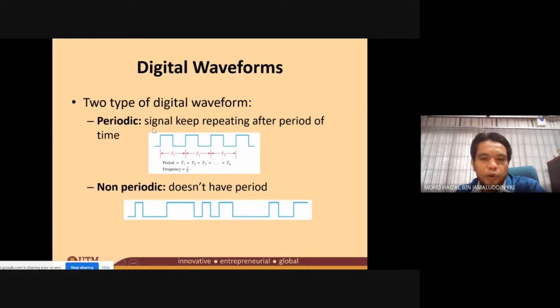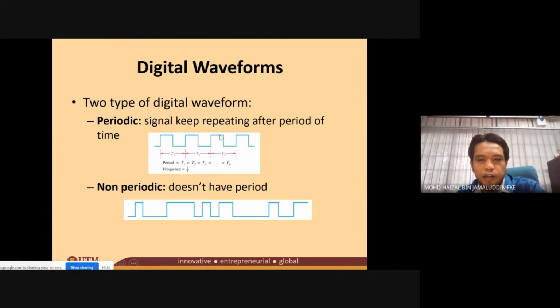For the digital waveform 1010, you need to know about its properties. One of the properties is periodic, which means that the signal keeps repeating after a period of time. Within, for example, 2 seconds, it is repeating the same waveform. For example here, 10, then 10 again.